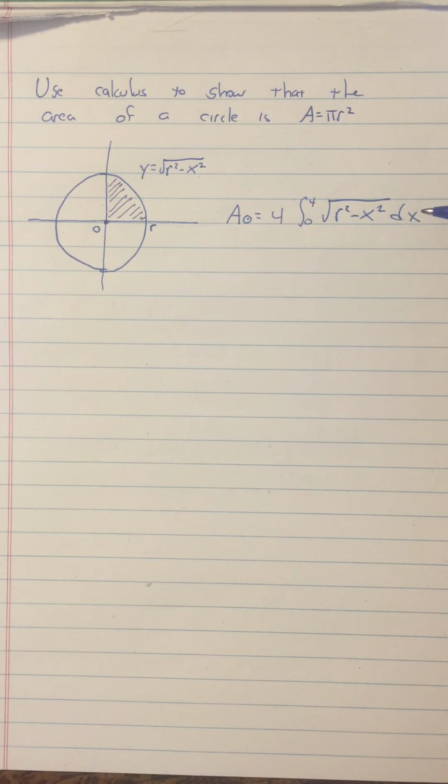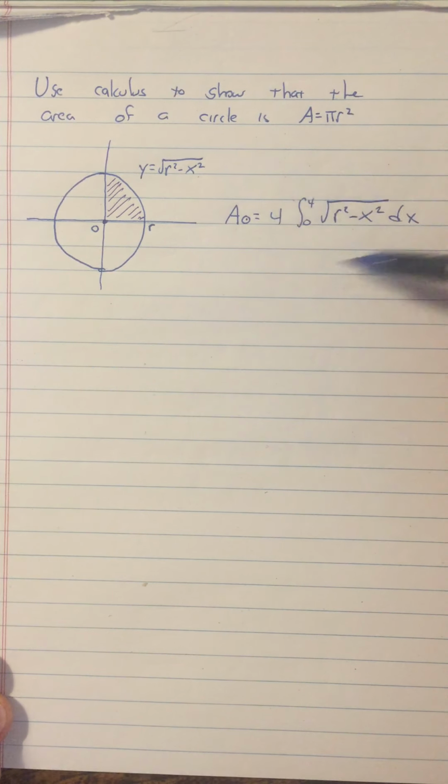You can think about things like u substitution. If I did u substitution, my u would be r squared minus x squared. My du would be negative 2x dx. I don't have a negative 2x dx out here, so I can't do that. Integration by parts doesn't work. None of the techniques that we've learned so far works. Nothing that you've learned yet will do this integral.